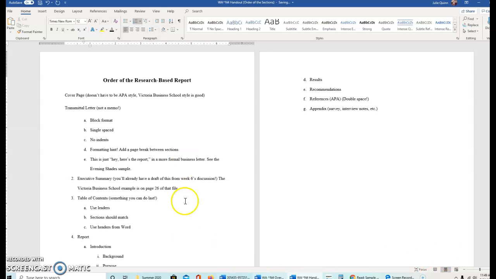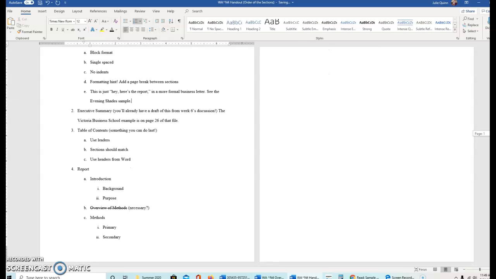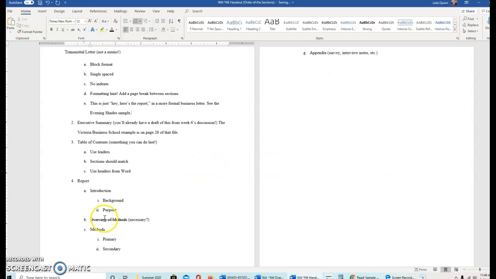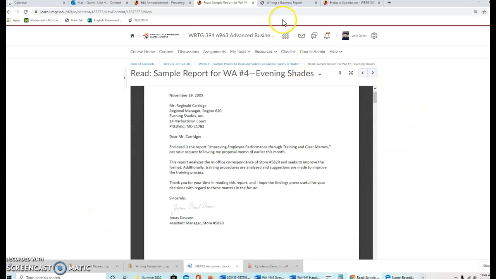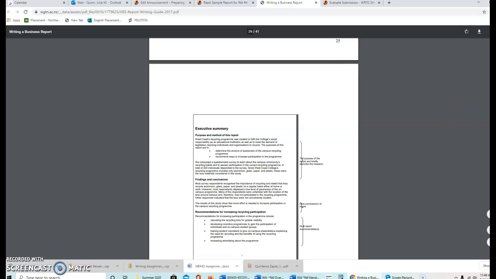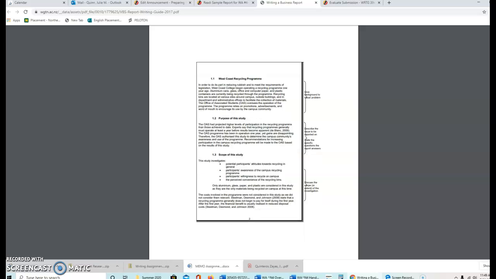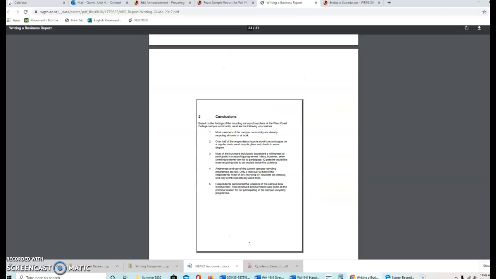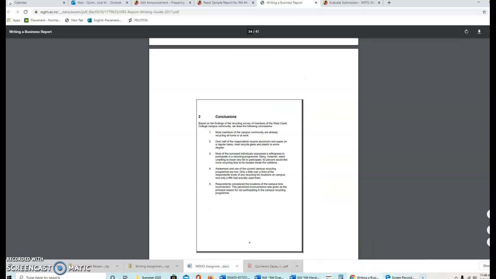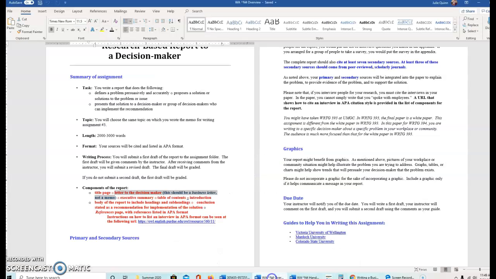Okay. Then you've got your executive summary, then your table of contents, and then the report and the report's different bits and sections. And I noticed in some of the samples, you guys saw an overview of methods. Let's take a look at the Victoria School model: introduction, scope of the study. I don't remember which one. Maybe it wasn't Victoria, but one of the other samples had an overview of methods.